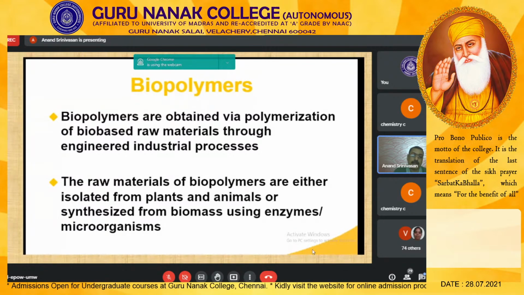So the biopolymers are obtained by the polymerization of bio-based raw materials through an engineered industrial process. The raw materials of biopolymers can be from plants or from animals, or they can also be synthesized from biomass using enzymes. In fact, one of my PhD students synthesized a polymer from the soil using microorganisms. So that is also possible.